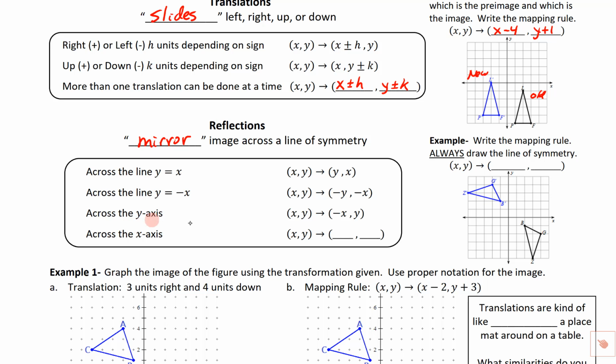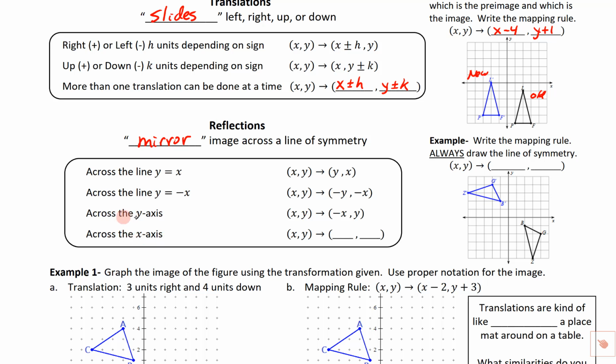And then across the y-axis, all we have to do here is change the sign of the x coordinate. You'll notice that the y stays in the same place, and it's exactly the same. The x stays in the same place, but it's now a negative. It's the opposite of what it used to be. And you might be able to use that to figure out what goes on here.